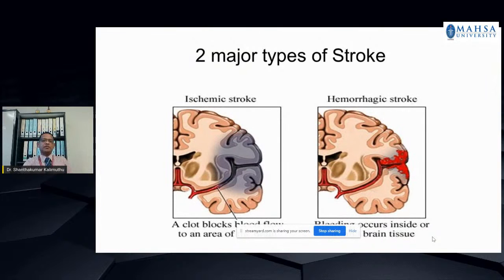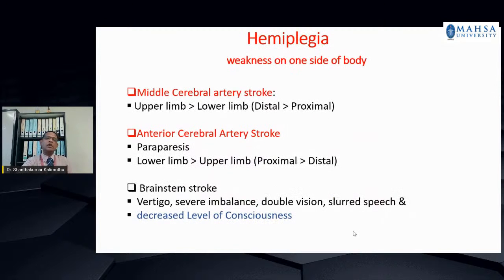There are two major types of stroke. One is ischemic, the other one is hemorrhagic. In ischemic stroke, a clot blocks blood flow to an area of the brain, and ischemic stroke can be of two types: one is thrombotic and the other one is embolic. In hemorrhagic stroke, bleeding occurs inside or around brain tissue. Hemiplegia is paralysis confined to one side of the body, or simply weakness on one side of the body.